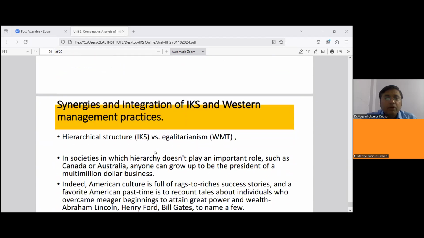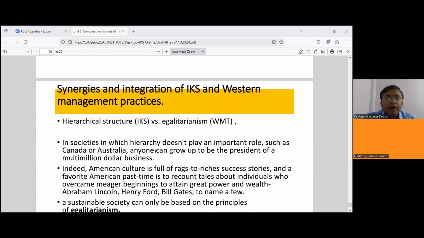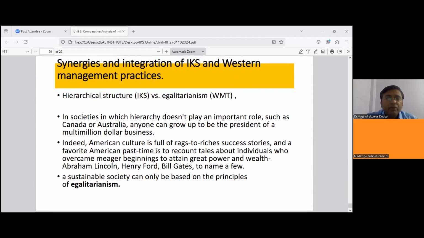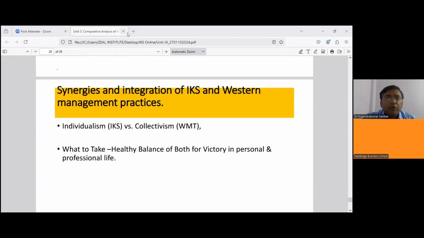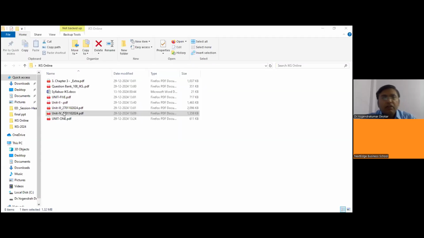Individualism and collectivism are very important from the examination point of view. From the examination point of view, this question, synergy and integration of the IKS with the Western management practice, is very important. So you can compare individualism, collectivism, hierarchy, egalitarian. These factors are very important. So we will move forward with the next unit, that is unit number 4. In unit number 4, we can discuss indigenous management practice and the framework.